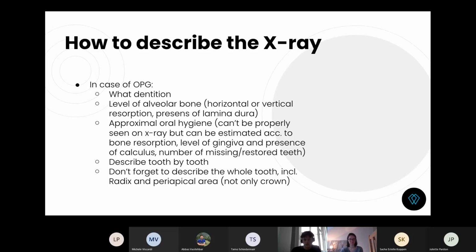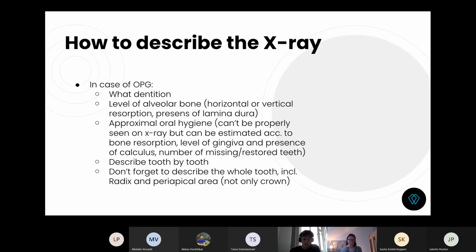Presence of calculus. Calculus you usually can see on X-ray. Number of missing teeth, number of restored teeth. So this gives you an approximate overview of the oral hygiene. But of course, you have to take a closer look in the mouth in clinical examination.